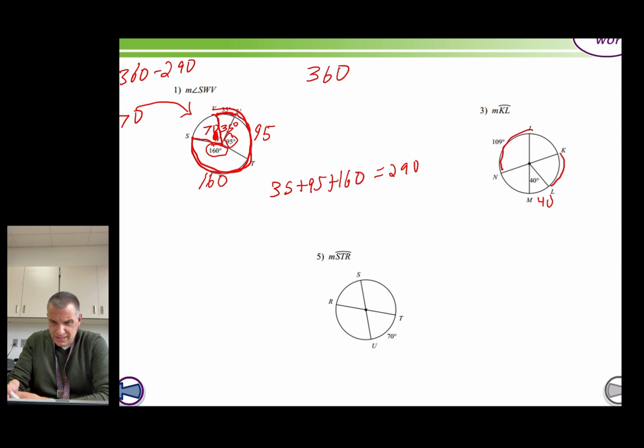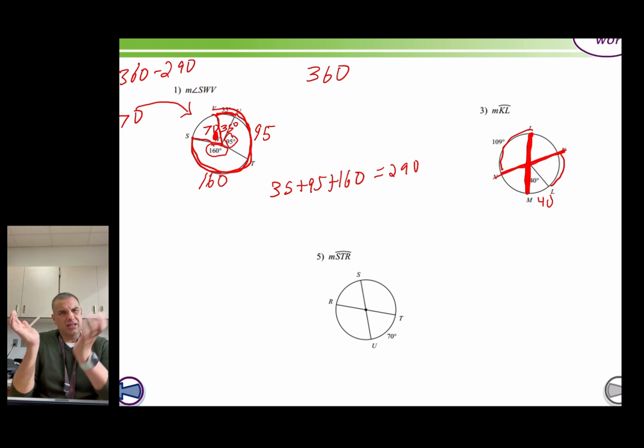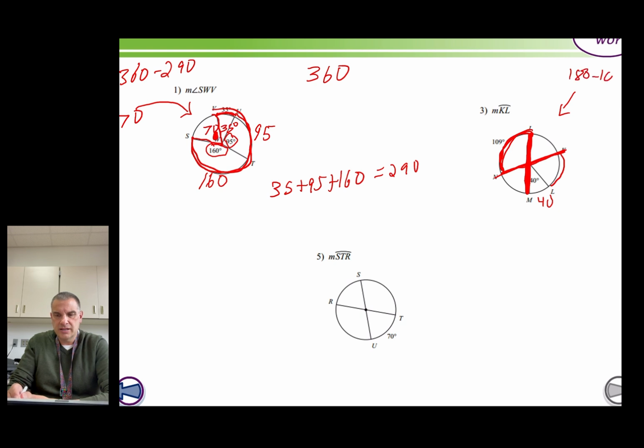Well, if you look at this line right here, that line right there appears to be a diameter. Okay, so diameters add up to 180, right? But this one also appears to be a diameter. So in a straight line. So a straight line has to add up to 180. So if I know that this distance right here is 109, that distance right there is going to be 180 minus 109, which is 71.